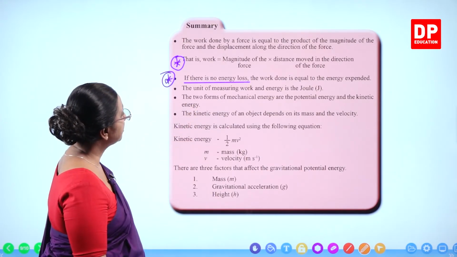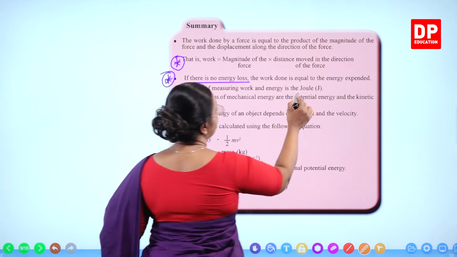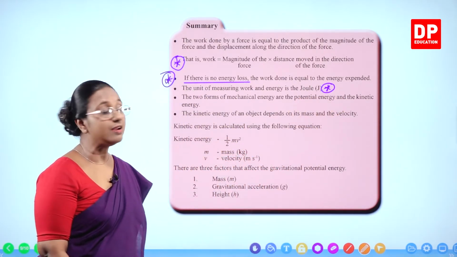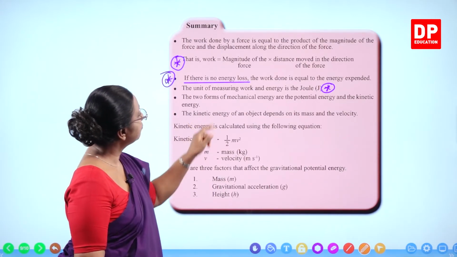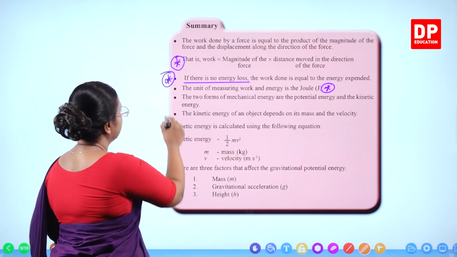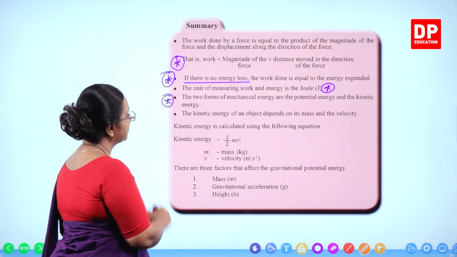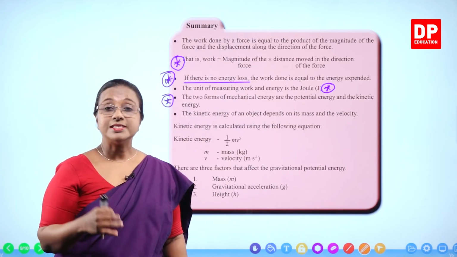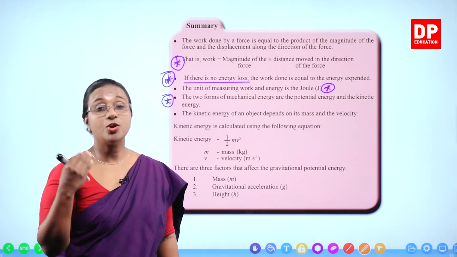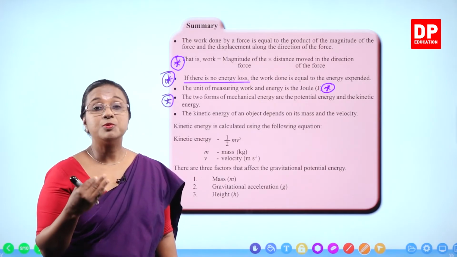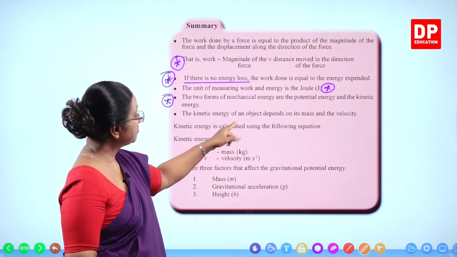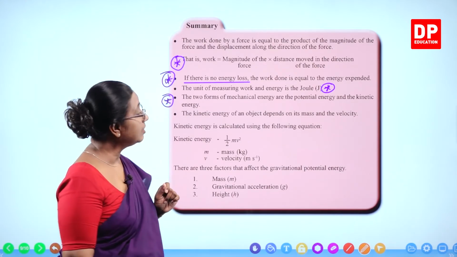The unit of measuring work and energy is joules. Both are joules. The standard unit of energy and work done are joules. The two forms of mechanical energy are the potential energy and the kinetic energy. So that is the next one, two types of energy. What is kinetic energy? Energy possessed by an object due to its velocity or due to its motion. Energy possessed by an object that is in motion. So the kinetic energy of an object depends on mass and velocity.